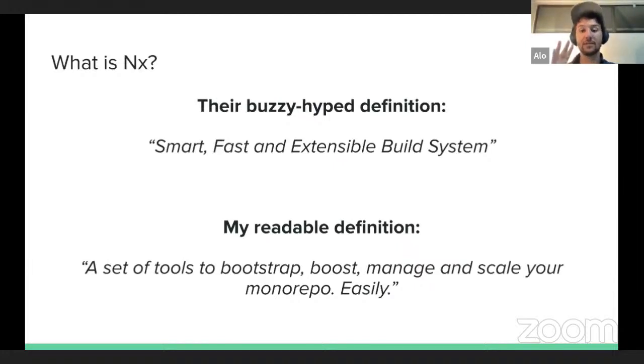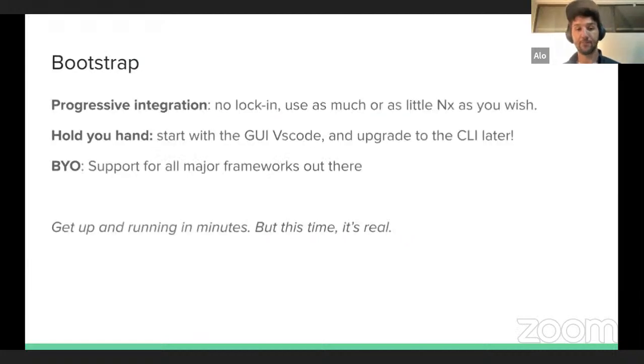So really four aspects. As you'll see, NX is quite hard to define. Even that definition is still like, what is it? So we're going to see these four things: bootstrapping, boosting, improving, managing, and scaling your monorepo. When I say bootstrapping, just so we understand, because sometimes I have a tendency to use words that do not exist in the English language, it's the idea of making something easier and faster to get off the ground, right?